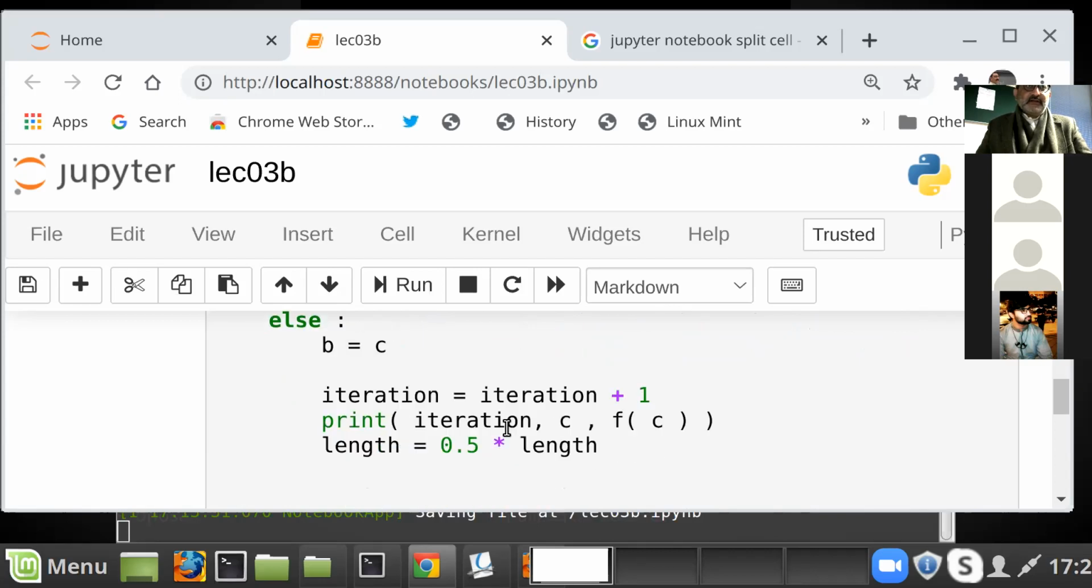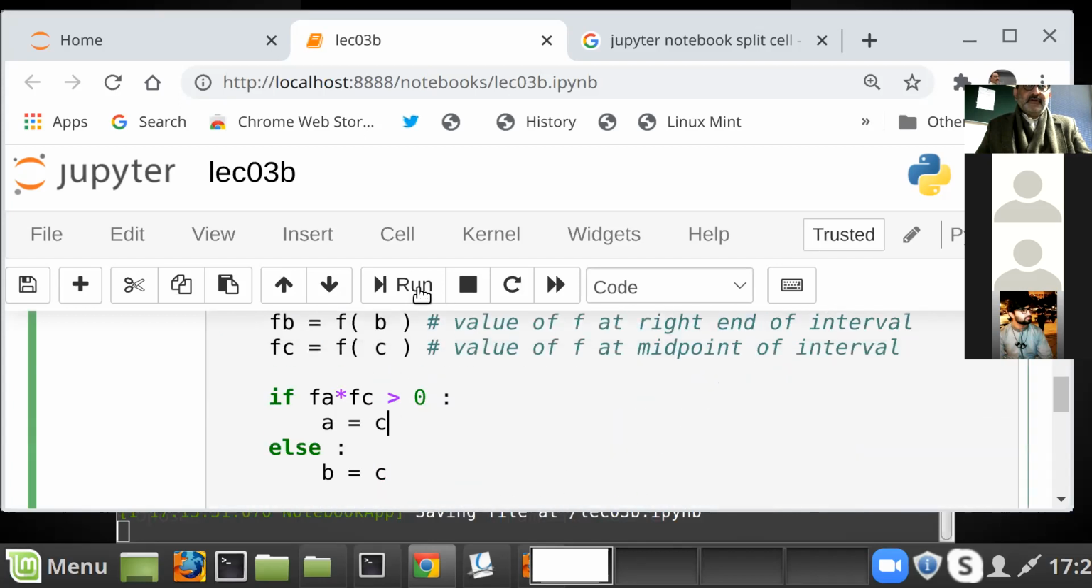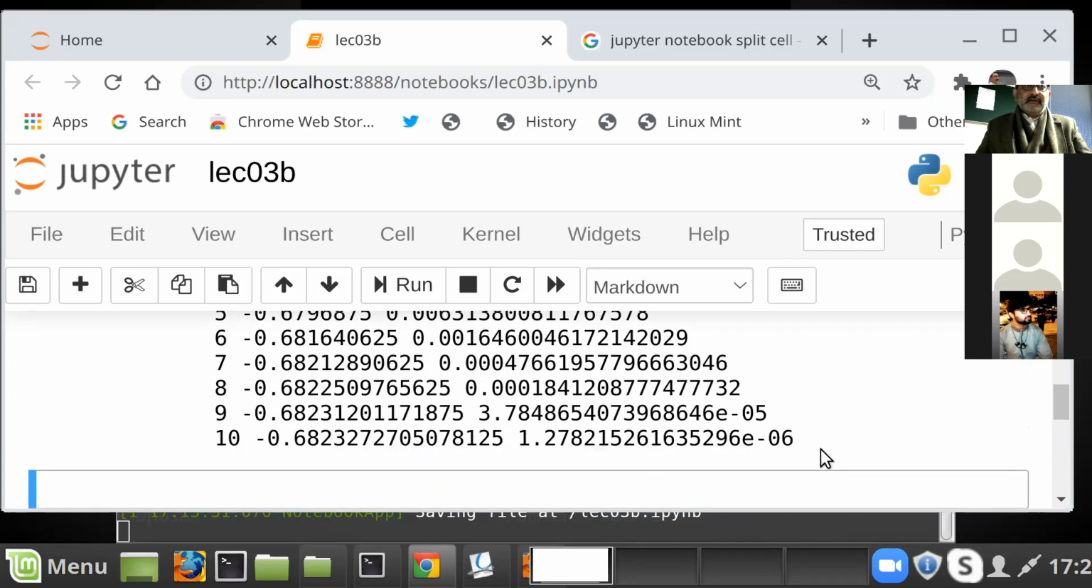Let's count what iteration we're on. Increase the number of iterations by 1. Print the iteration, print the midpoint value, print your f of C, and decrease the length by 1/2. If we run that, as I said, it goes through 10 iterations. The value of f at this number is about 1.28 times 10 to the minus 6, and the approximate root is minus 0.6823 or so on.